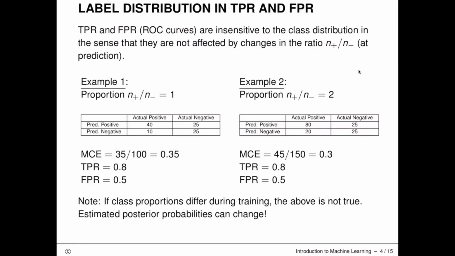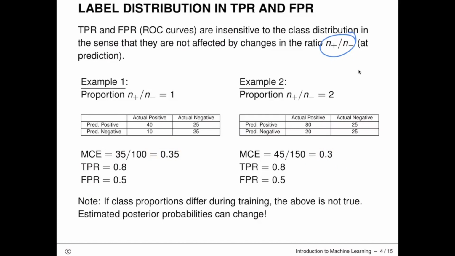An interesting fact about TPR and FPR is that they are insensitive to the class distribution, in the sense that they are not affected by changes in the ratio of positive class and negative class, at least at prediction time. What does this mean? So we have 2 examples here, example 1 and example 2. And in both examples, the true positive rate and the false positive rate are the same. So the true positive rate of the first example is the same as that of the second example, and the false positive rate of example 1 is the same as the false positive rate of example 2. But as you can see, the misclassification error is not the same. So we have on the left a misclassification error of 35%, and on the right side a misclassification error of 30%. And what is the difference between those 2 examples?